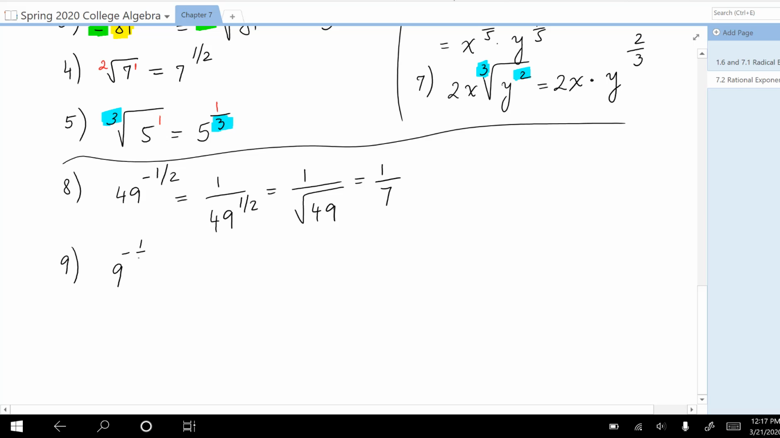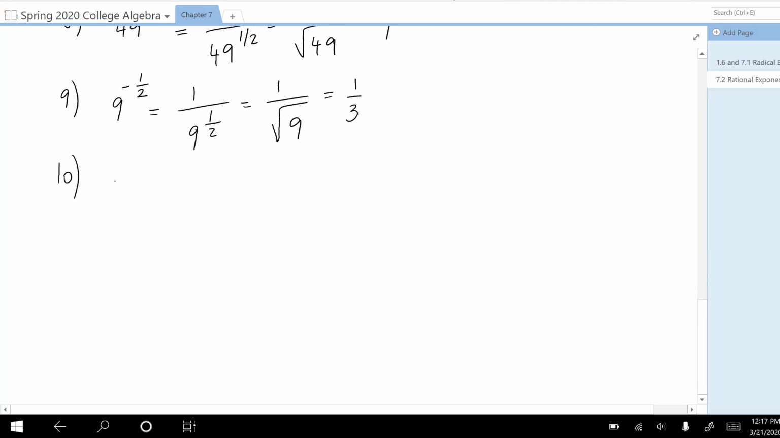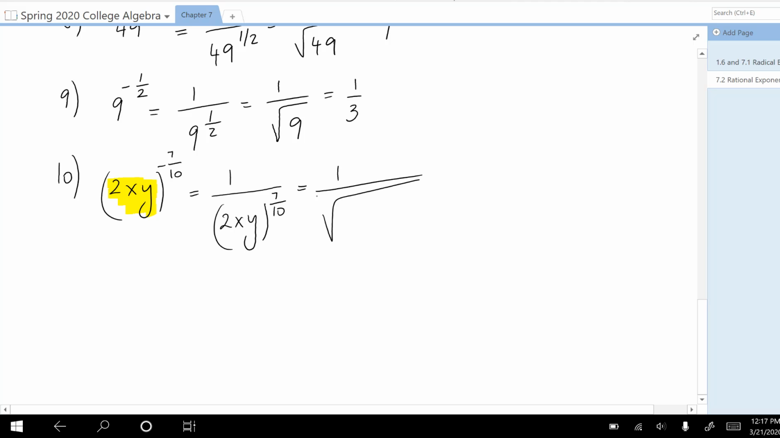Another one, 9 to -1/2. Again, we transform it into positive exponents, and then we transform it into radicals, and we get 1/3. One more, 2xy, everything to -7/10. So as you can see, because of the parentheses, this whole thing is raised to -7/10. So first thing, I'm going to write 1 over 2xy to 7/10, and then I am going to use the radical, so 10th root of 2xy, everything to the 7. And I'm just going to leave it like that.